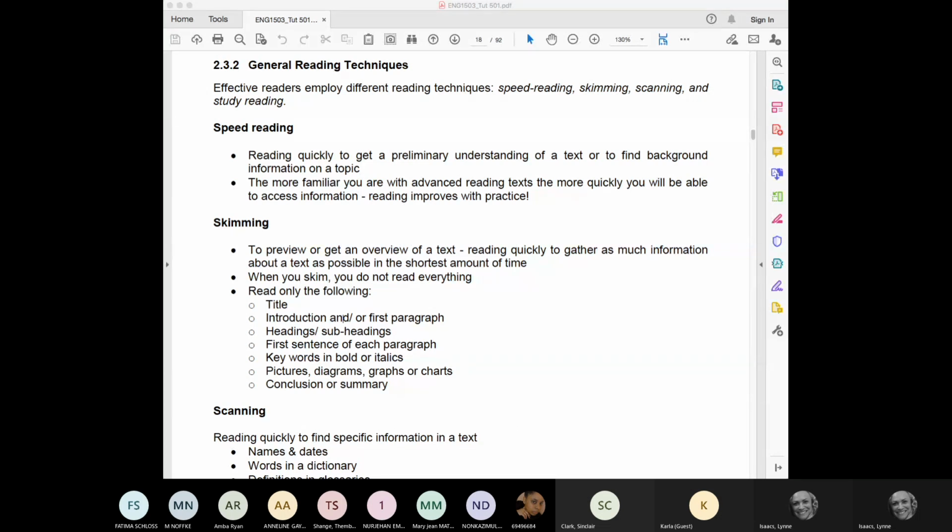Amber says she started with skimming, then went with study reading. Okay, thank you, Amber. Skimming and scanning, then study reading. Okay. Anyone else? Is there anyone here who used skimming and scanning only? Yes, go ahead. Sinclair, your hand was up.